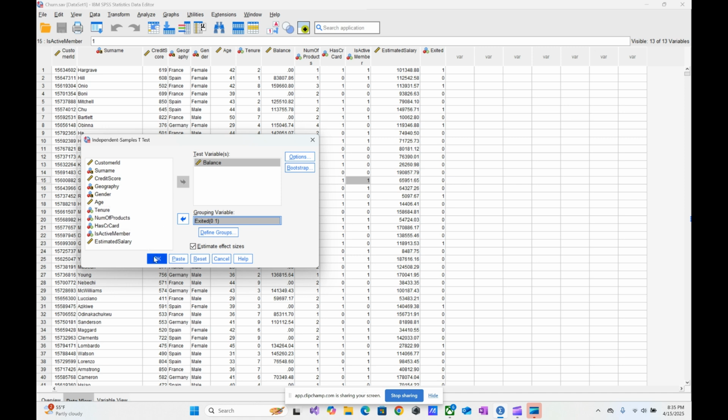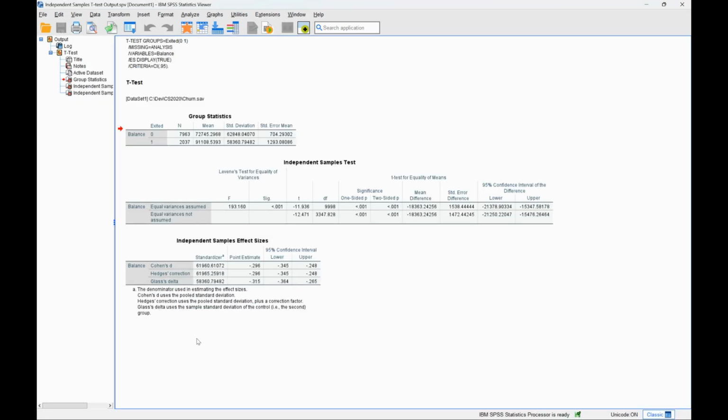When we click OK, it'll open up an output window with our results. So click OK. And SPSS will run the test and generate the output for us. So here, let's go ahead and first take a look at the group statistics table. This table will provide us with the average account balance for each group, as well as some additional helpful statistics.